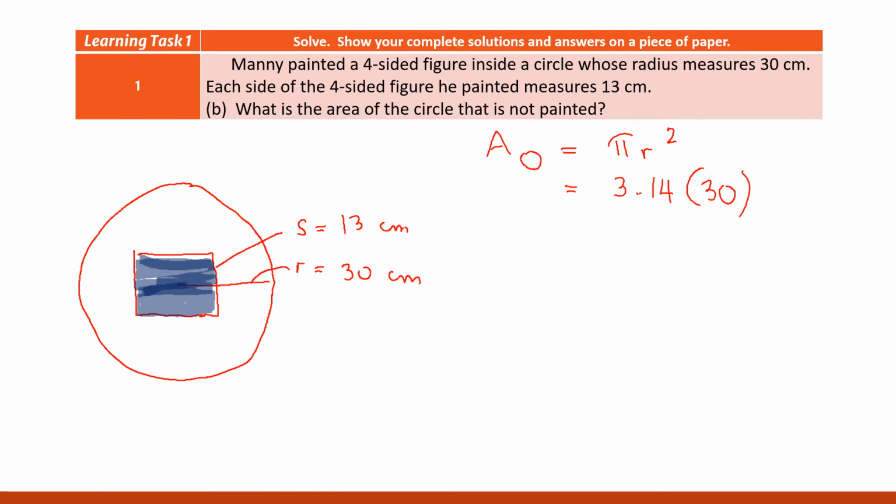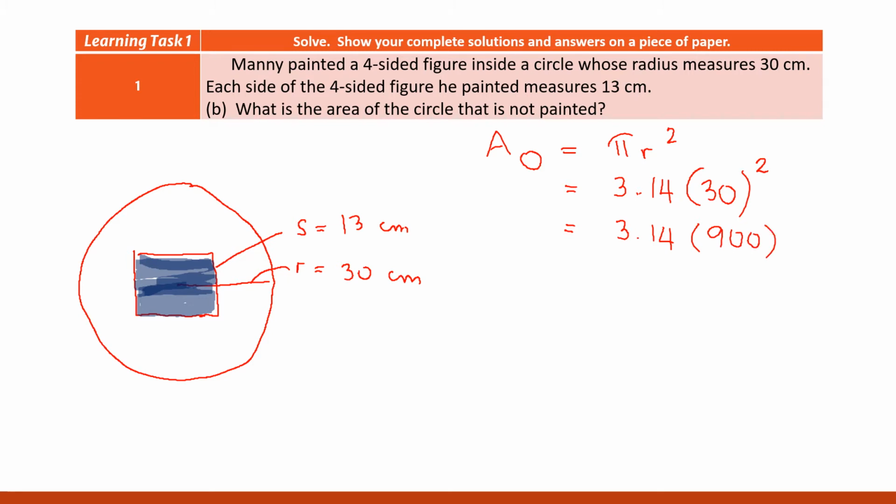Pero, hindi lang siya basta 30. Kasi ayon sa formula, it should be r to the second power. Kaya naman, magkakaroon tayo ng 30 to the second power. Okay? If we are going to continue this, ay di 3.14, okay, times 30 squared. Ano bang ibig sabihin nung 30 squared? Siyempre pa, that is 30 times 30. At nagkataon, ang 30 times 30 is 900.